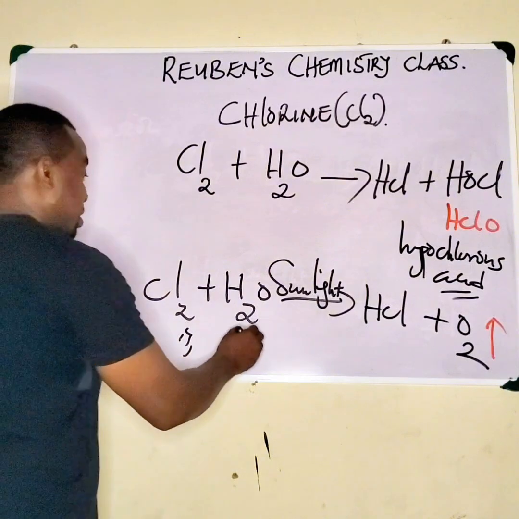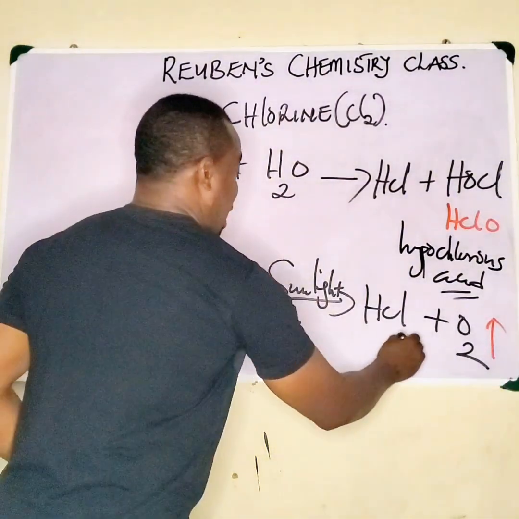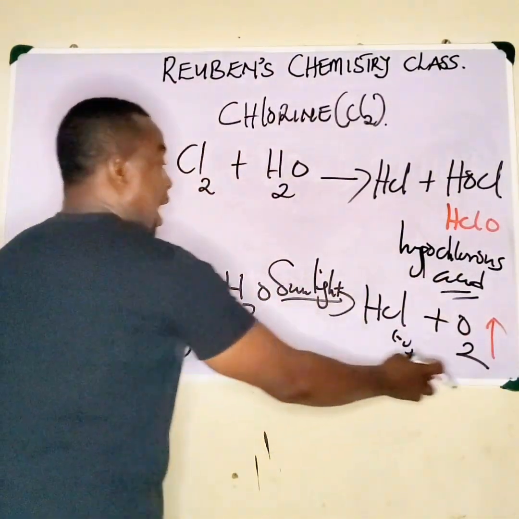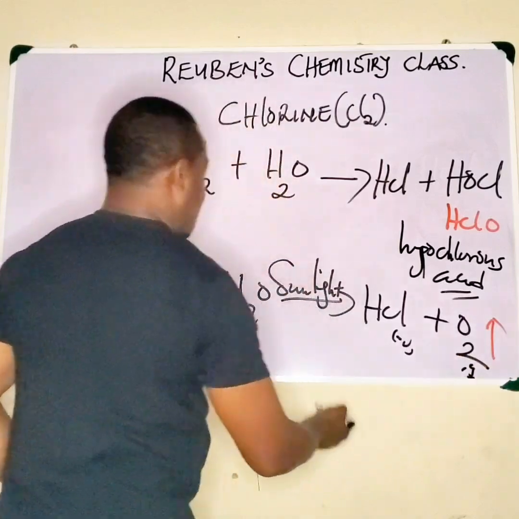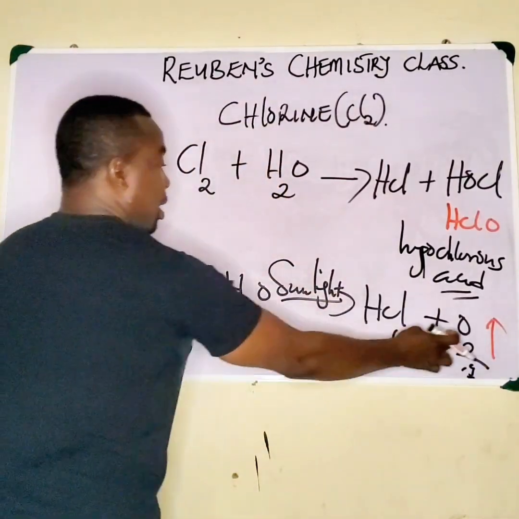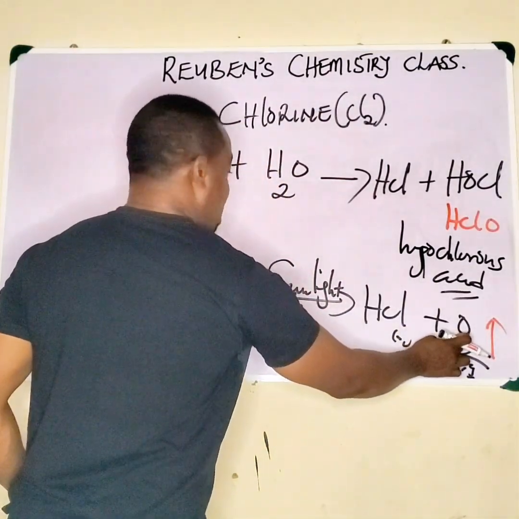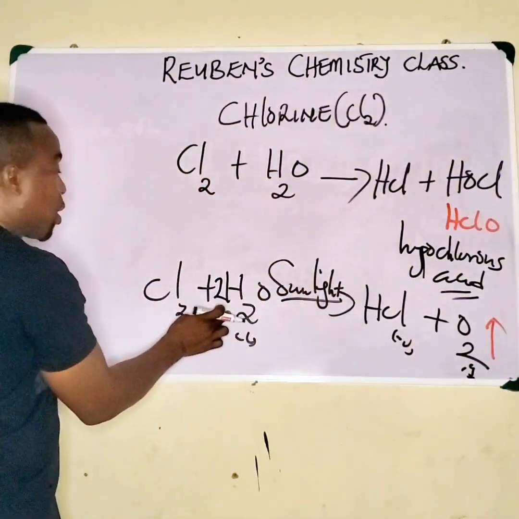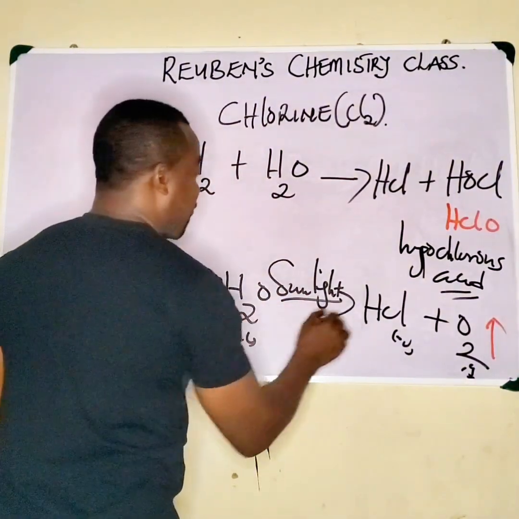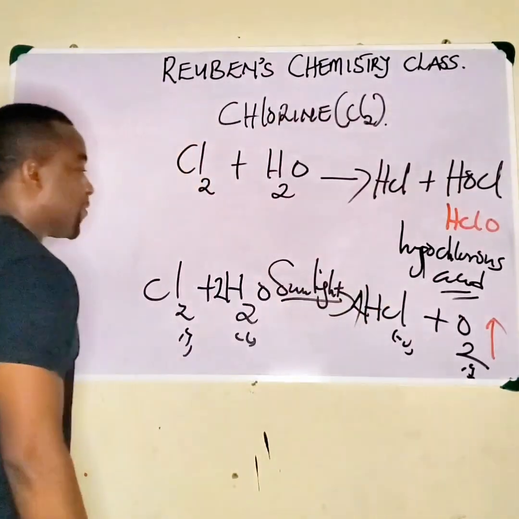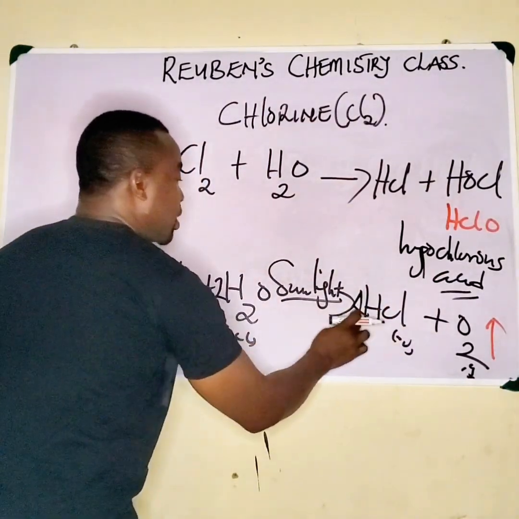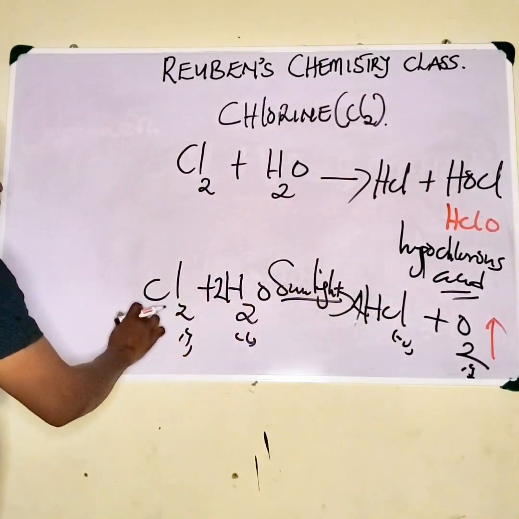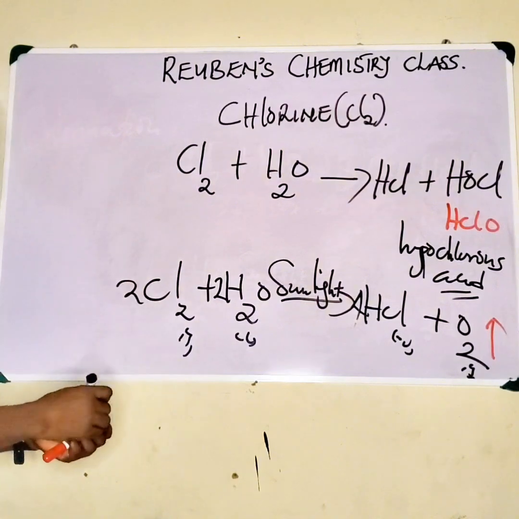Remember, chlorine is a gas, this is liquid water, this is aqueous hydrochloric acid, and this is oxygen, which is also a gas. So let's balance this equation. Let's go for oxygen, 2. This is where we have a problem. If we add 2 here, we have balanced oxygen, but it creates a problem with hydrogen, which in here is 4. So to balance hydrogen, we add 4 here. If we have done that, chlorine here becomes 4, but chlorine here is 2. So we add 2 here to balance chlorine.